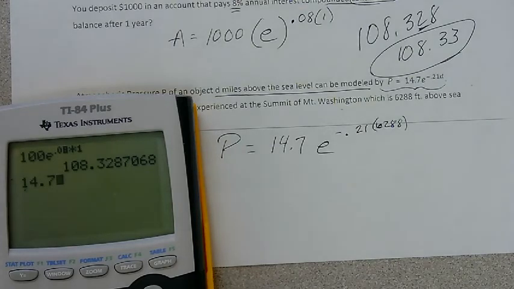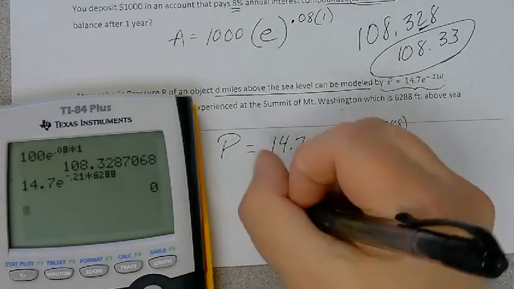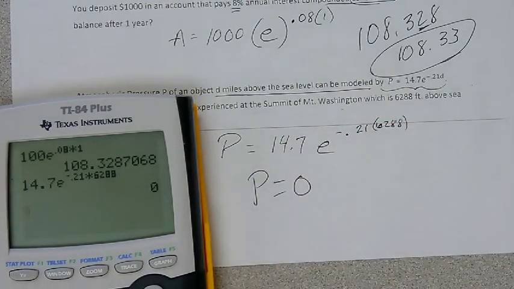14.7 e to the negative 0.21 times 6,288. The pressure is 0. So when you're at that elevation, that is what the pressure would be. So again, e is used when something is compounded continuously.